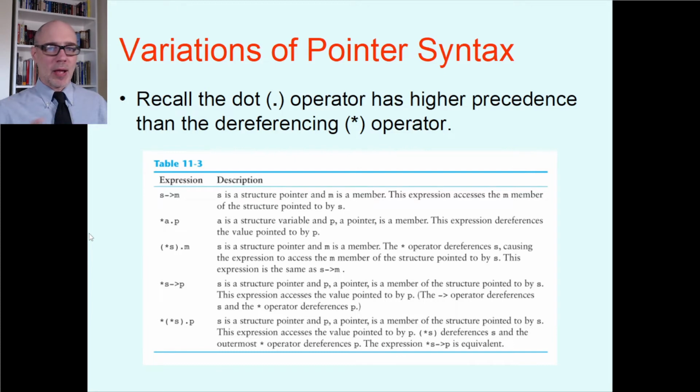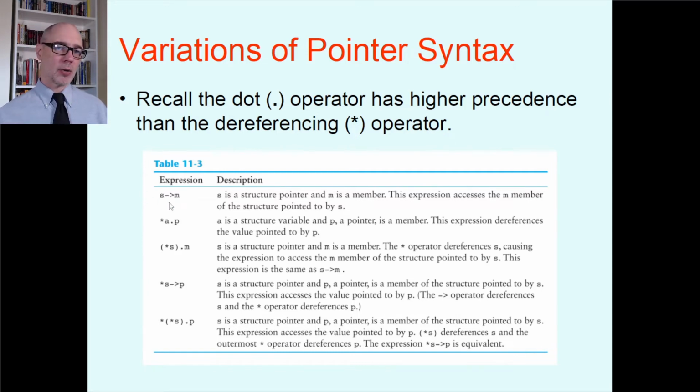Now we have a couple things that could possibly get combined in different ways. The dot operator and the asterisk, and if there's parentheses and if there's not, and there's the arrow that's an alternative. So any one of these will compile and work. So you might want to be familiar or at least be able to decipher what's happening here. Here's a table out of the book of different possibilities.